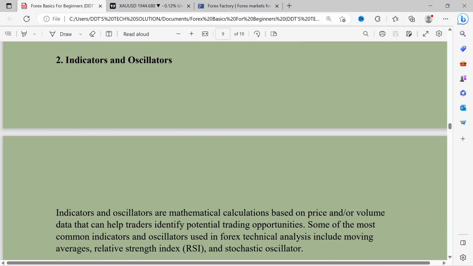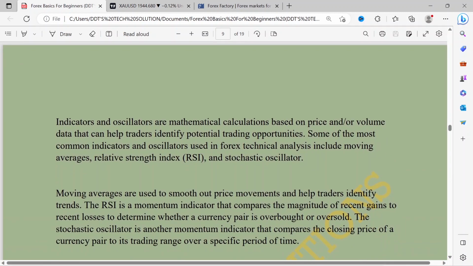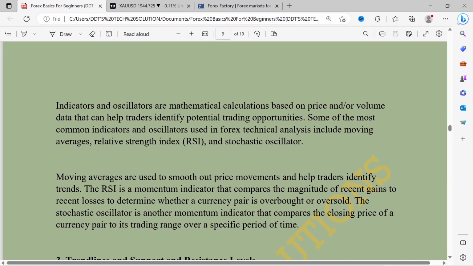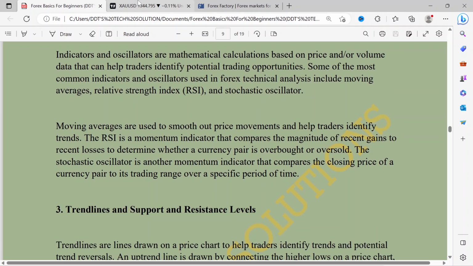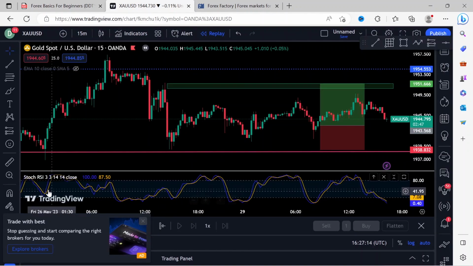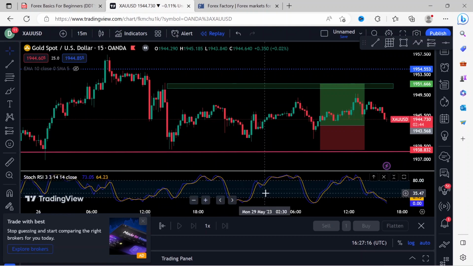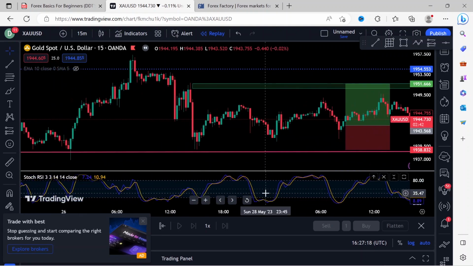Talking about indicators and oscillators. There are some mathematical calculations based on price and volume data that help traders to identify potential trading opportunities. An example includes the moving average, the relative strength index, that's the RSI, and also the stochastic oscillator. So you can see we have the Stoch RSI. This is an example of a stochastic oscillator.